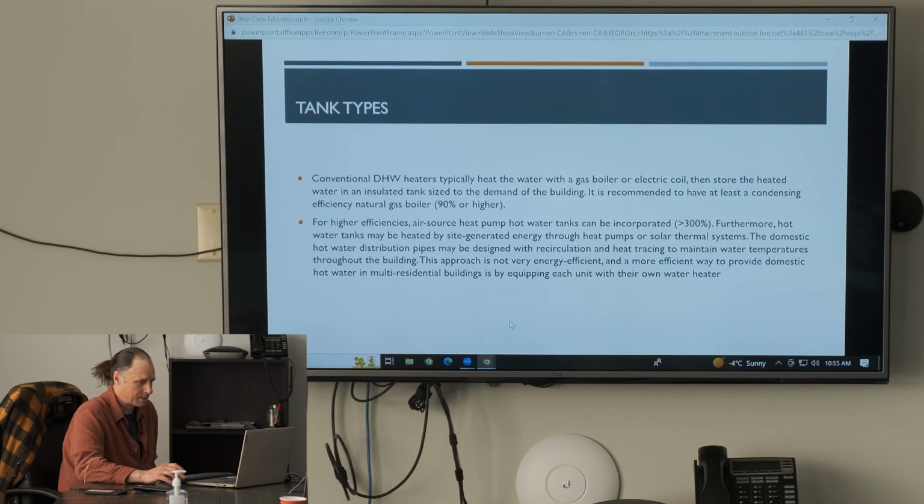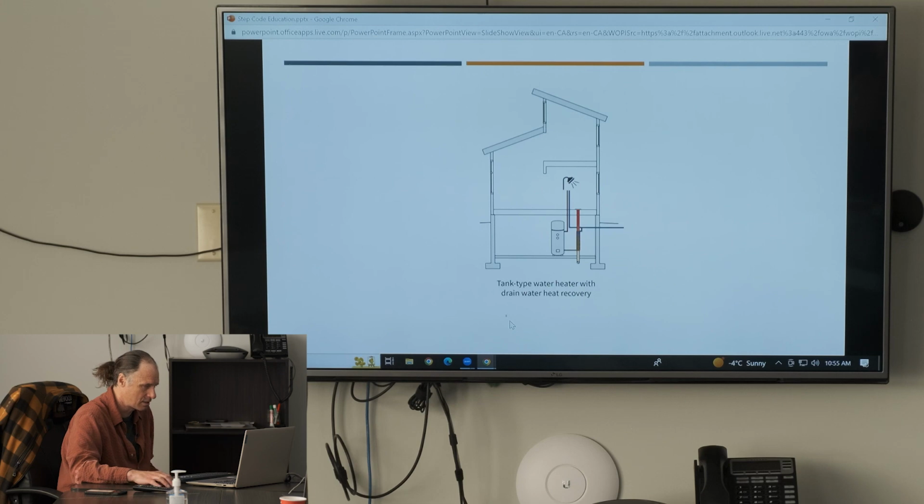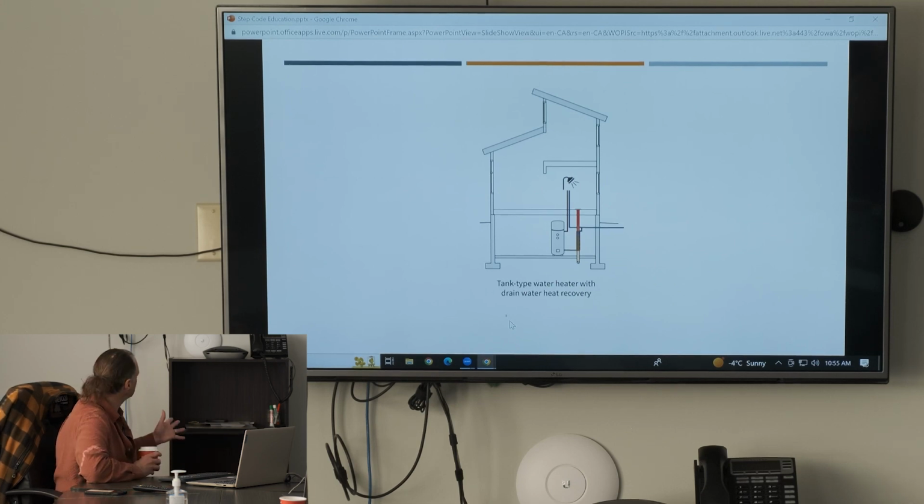The domestic hot water distribution pipes may be designed with recirculation and heat tracing to maintain water temperatures throughout the building. This approach is not very energy efficient, and a more efficient way to provide domestic hot water in multi-unit residential buildings is by equipping each unit with their own hot water heater, or maybe even tankless systems. So here's tank type heater with drain water heat recovery installed.